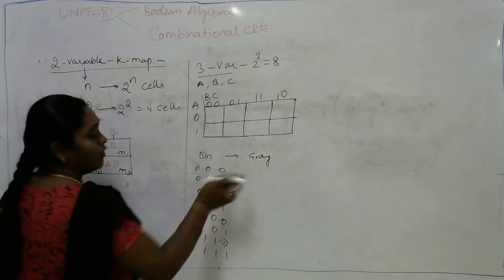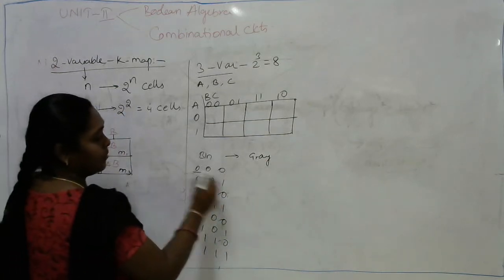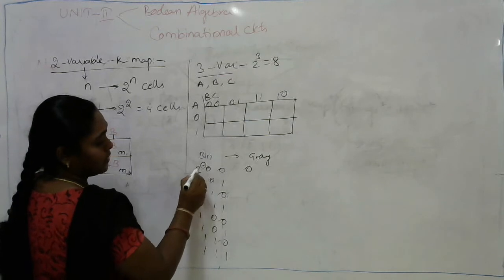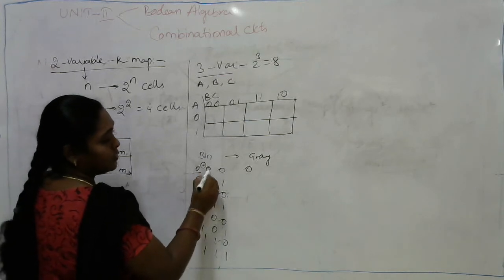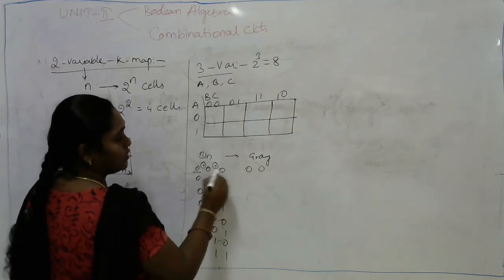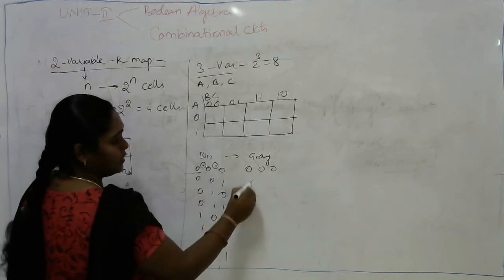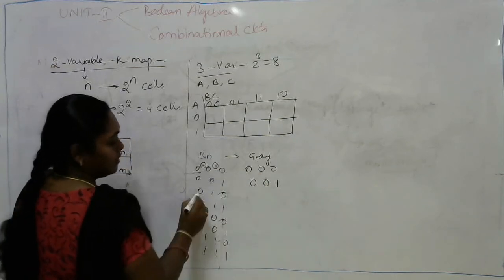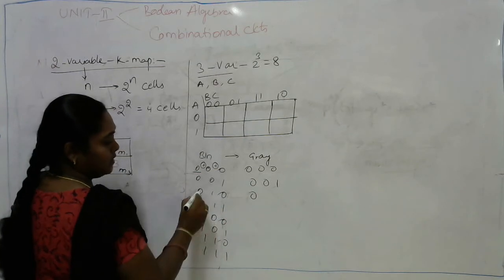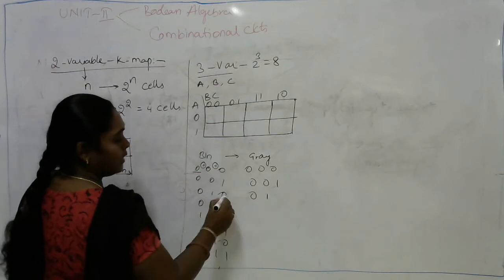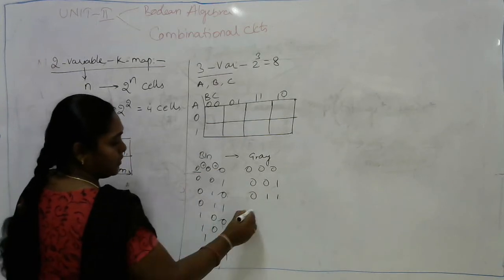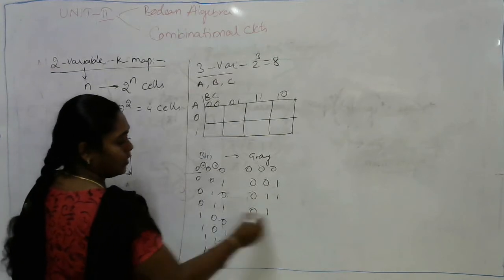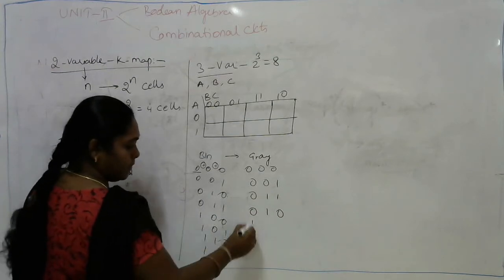Whenever we perform binary to gray, the first MSB bit I write as it is. For the second bit, I perform the XOR operation between the first and second bits. So 0 XOR 0 is 0, 0 XOR 0 is 0. Similarly, the first bit is 0, 0 XOR 0 is 0. 0 XOR 1 is 1. MSB 0 as it is, 0 XOR 1 is 1, 1 XOR 0 is also 1. First MSB bit as it is, 0 XOR 1 is 1, 1 XOR 1 is 0. First MSB bit 1.